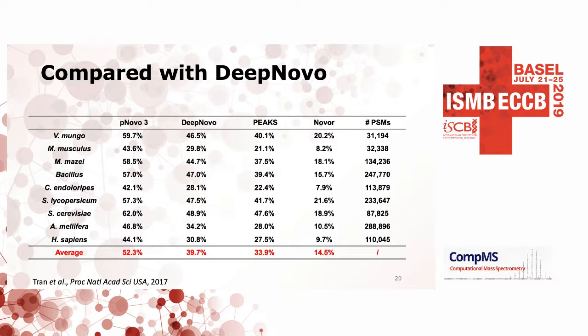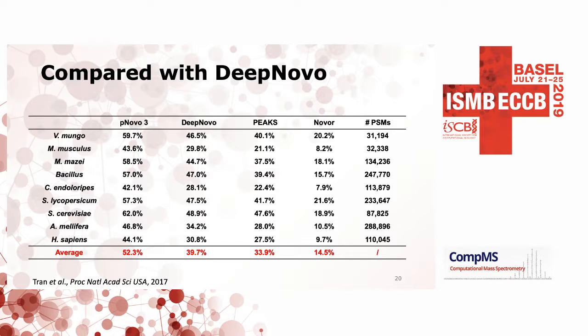As shown in this table, on the new benchmark datasets, DeepNovo performs better than pNovo and pX. It shows the effect of the deep learning approach. At the same time, pNovo 3 recorded about 13% more spectra of the total spectra. So the gap between pNovo 3 and DeepNovo, we think, is mainly due to the different way we use deep learning.